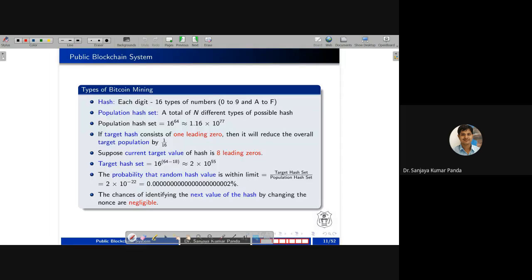Now you can see here a simple calculation will give you the idea of Bitcoin mining. Like I mentioned, it is 256 bit. If you represent each hex digit by 4 bits, it is nothing but 64 hex digits. So a hash contains 64 hex digits or 256 bits of binary, and each digit is either 0 to 9 or A to F because it is in the hexadecimal system.